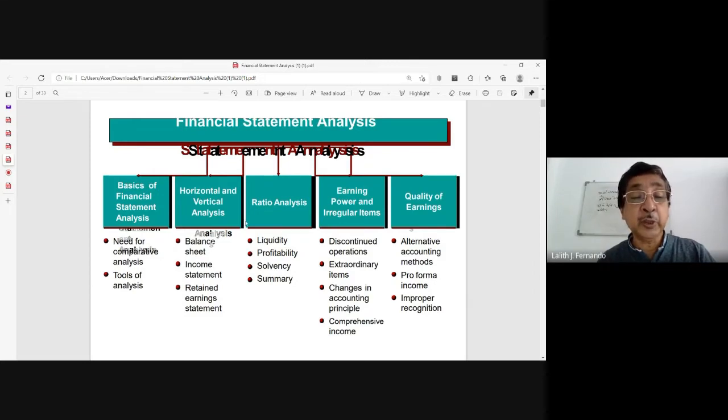Then when you go into the details, you will find the meaning of horizontal and the meaning of vertical analysis. Then we go into ratio analysis. Under ratio analysis, we will analyze the liquidity of the organization, the profitability of the organization, solvency, and there would be a summary also. Then earning power and irregular items. This is very much important, looking at the earning power and irregular items.